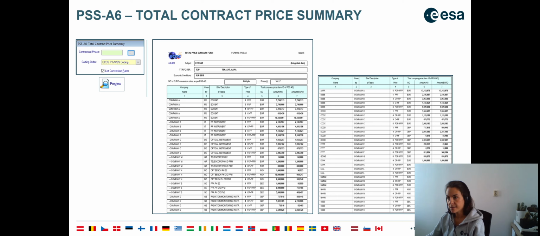Now the PSSA 6, the total contract price summary. So this one can also be quite useful. It's not often requested, I would say. Most of the time we print it ourselves, but this is a very good way for you to follow your price types and the price at the level of your subcontractors. So here, in order to customize your report, the only choice that you can really go for is the contractual phase. You can print it for each contractual phase or at the total level.